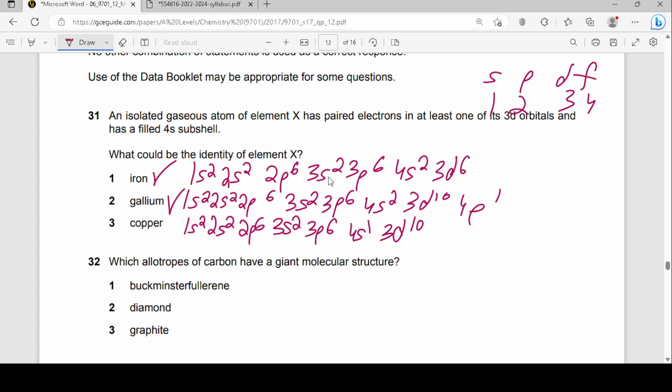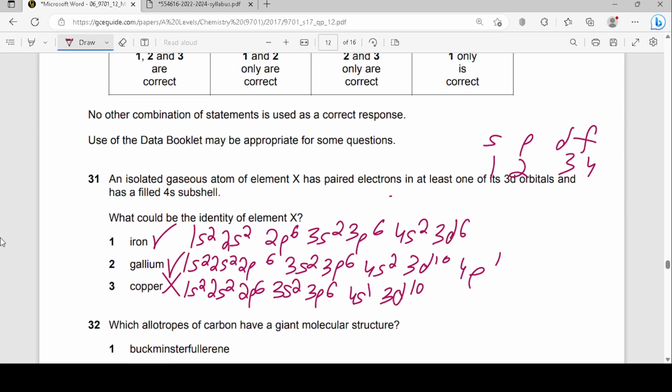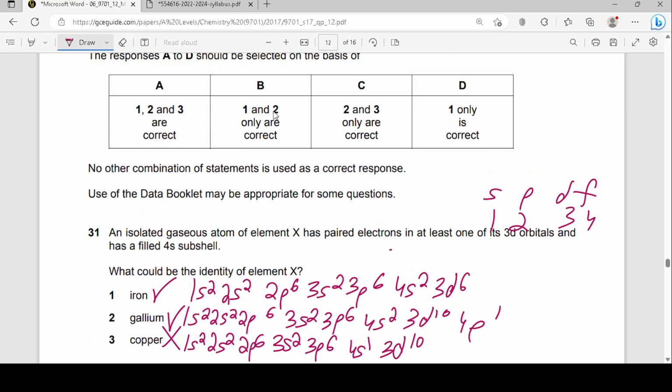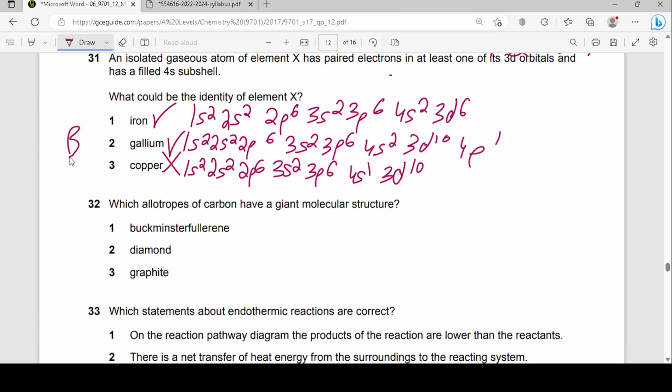And now, does it have a fully filled 4s subshell? No, it doesn't. It has 4s1, not 4s2. Yes, it does have paired electrons in its 3d orbitals, but 4s1 means it does not have a fully filled 4s subshell. So that means copper could not be element X. So the answer is 1 and 2, not 3, which means the answer has to be B. Okay? B. Yeah.